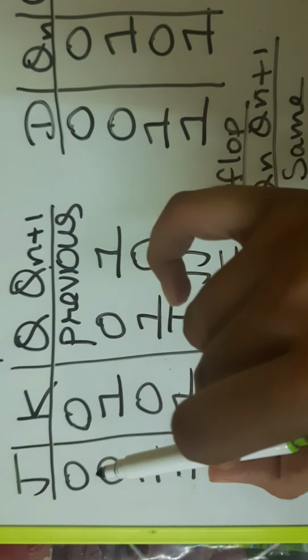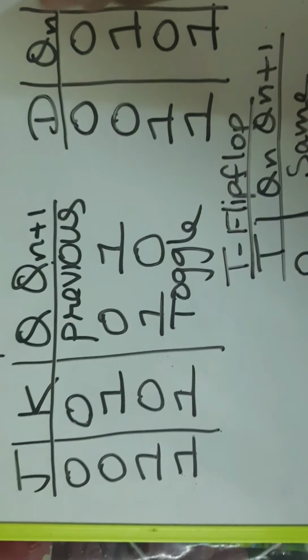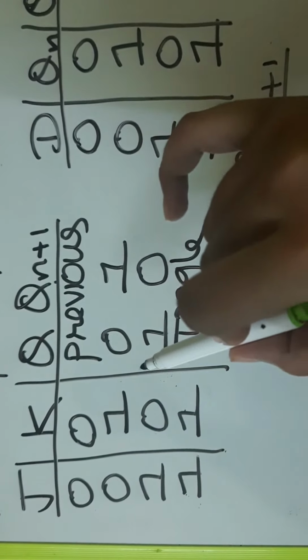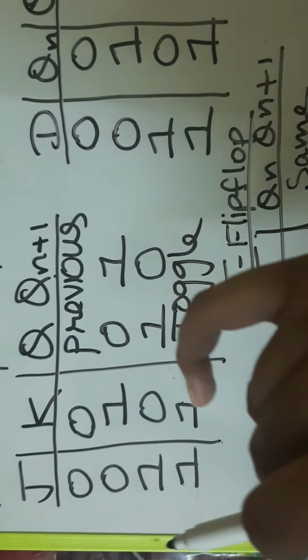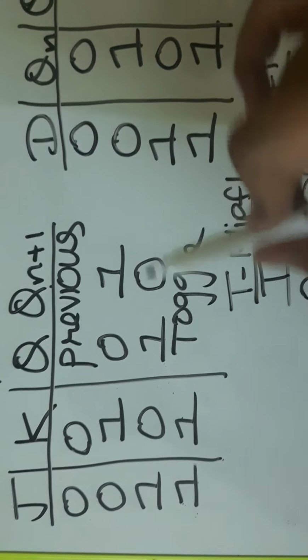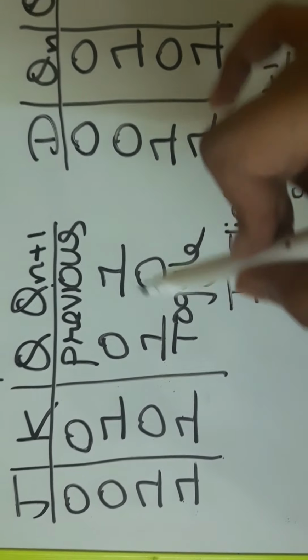Same way, if J and K are 0 and 1, no matter what my input will be, Q of n plus 1 will be 0. If they are 1, 0, Q of n plus 1 will be 1. And if it is 1, 1, the value will toggle.